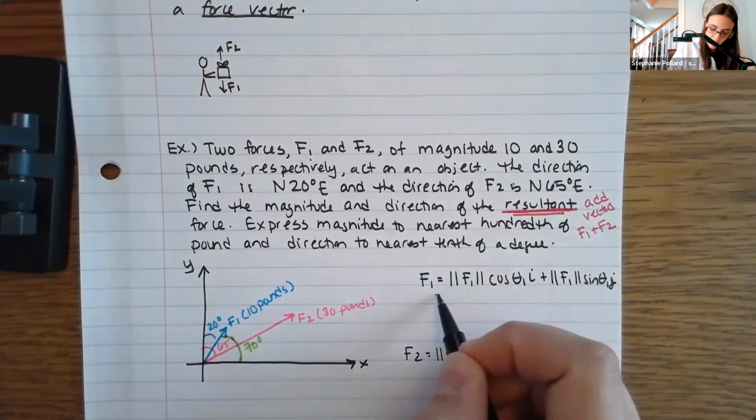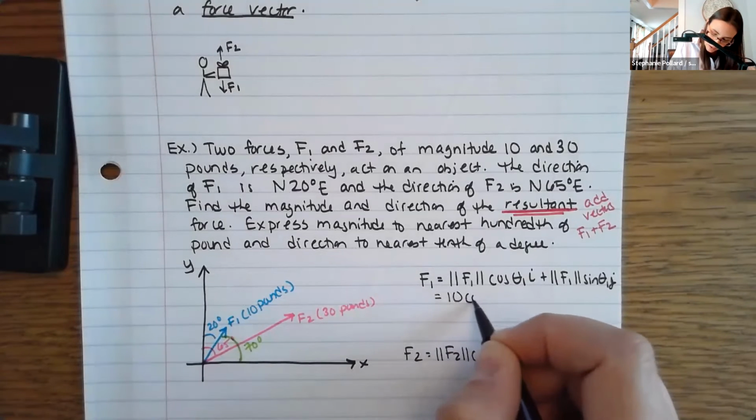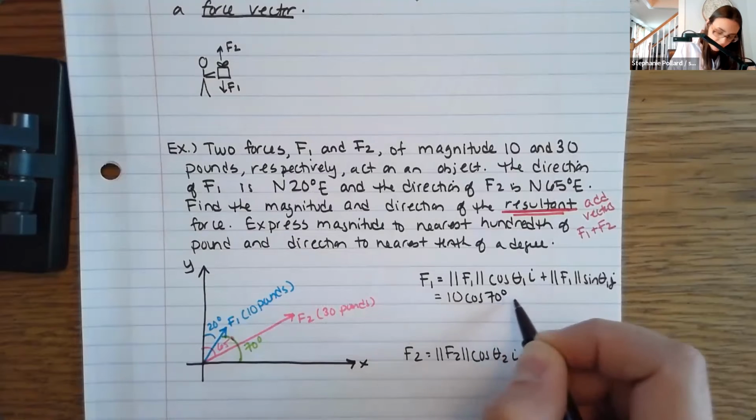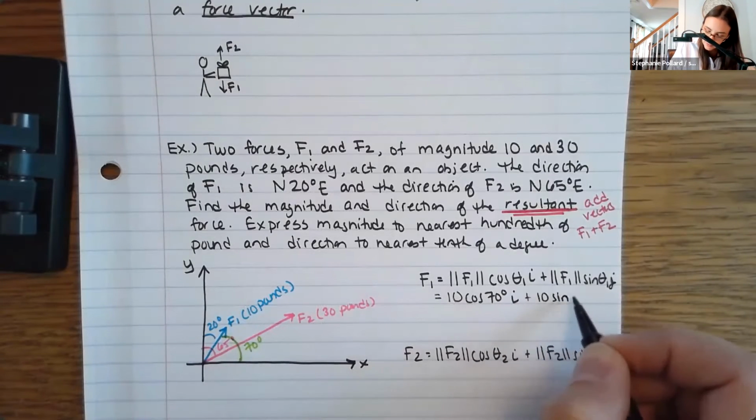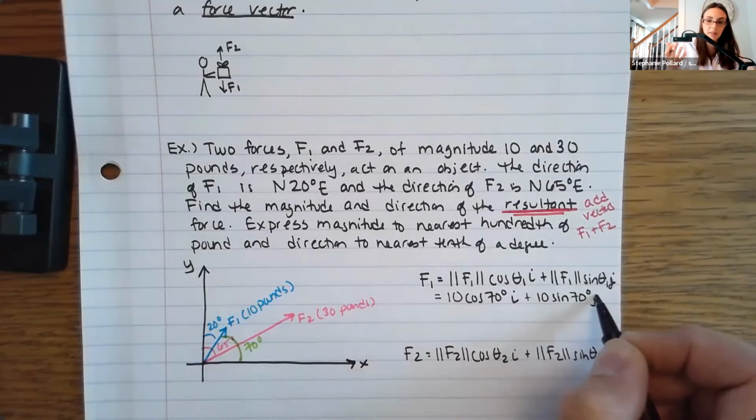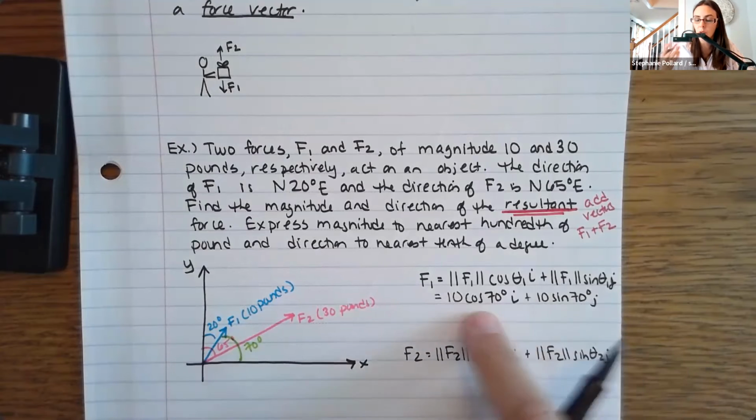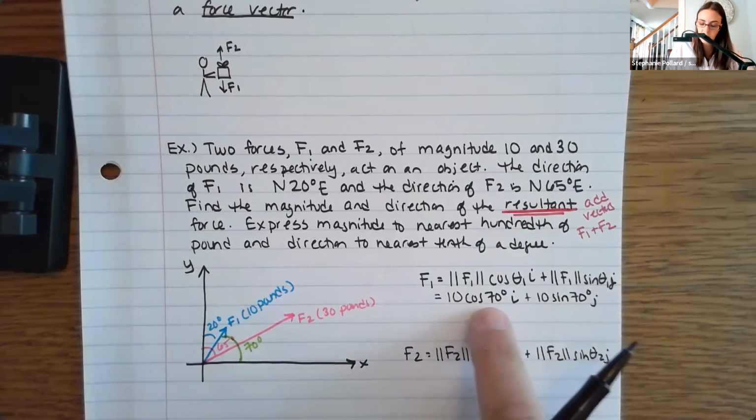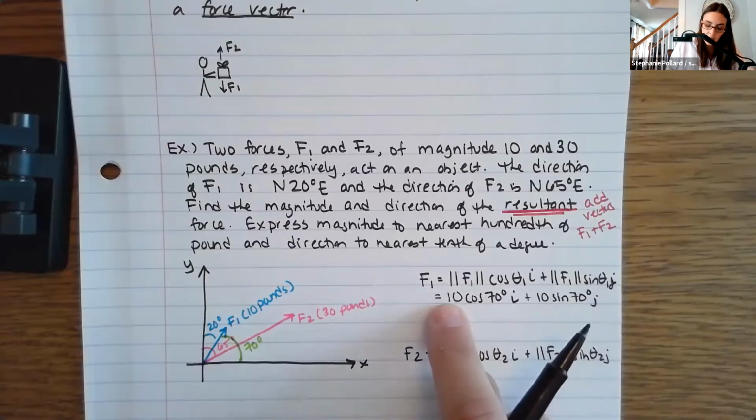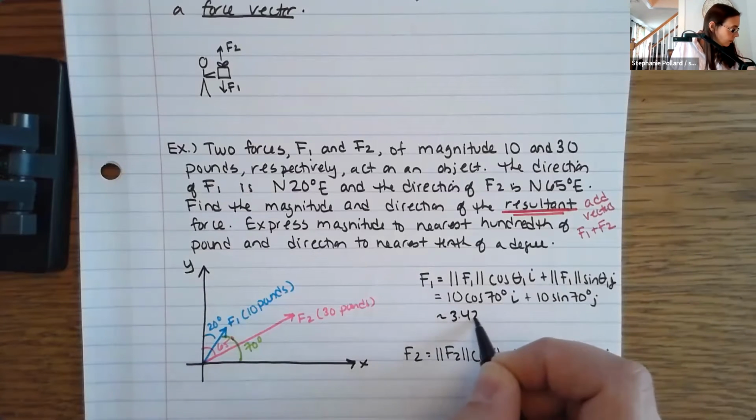So for our first one, our force there was 10 pounds. So it's going to be 10 times the cosine of 70 degrees times I, plus 10 times the sine of 70 degrees, and then multiply by j. Here it does ask us to round to the nearest tenth of a degree, so these are not common angles that we know, so you can use your calculator here. And when you do that, remember you're doing cosine of 70 degrees times 10, and you get about 3.42.